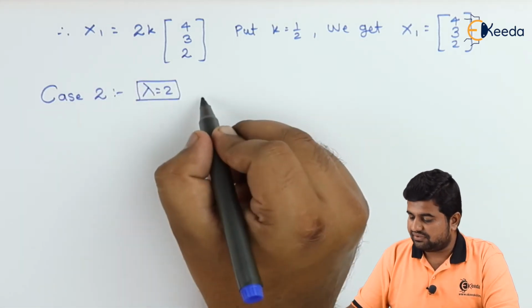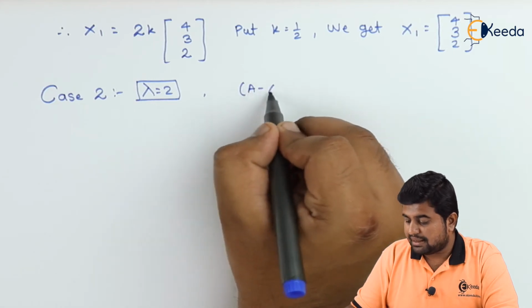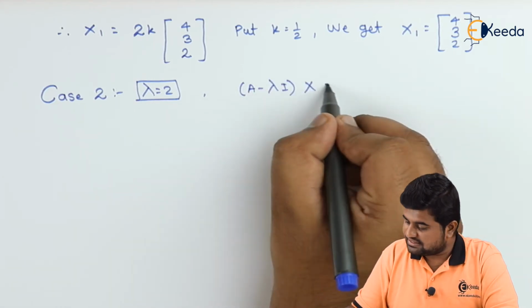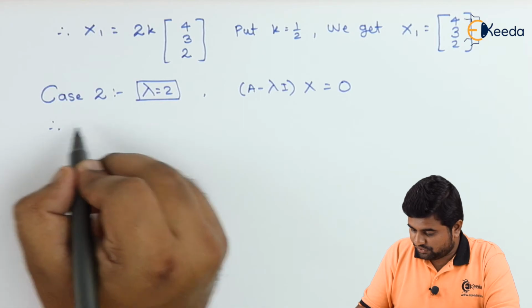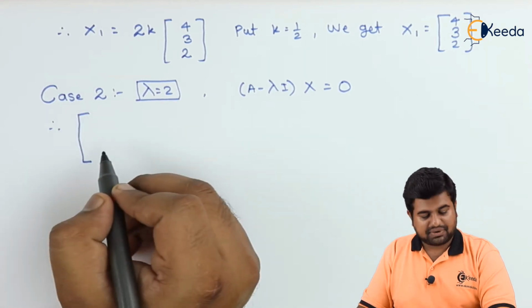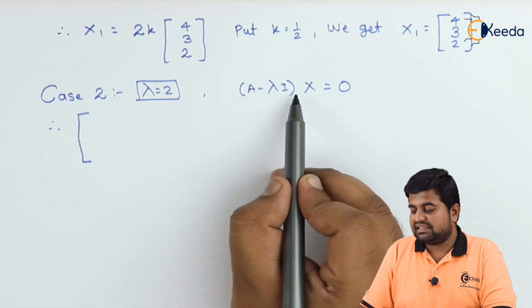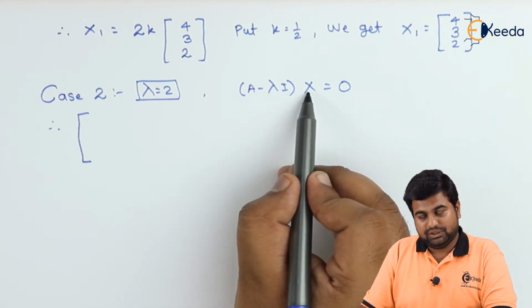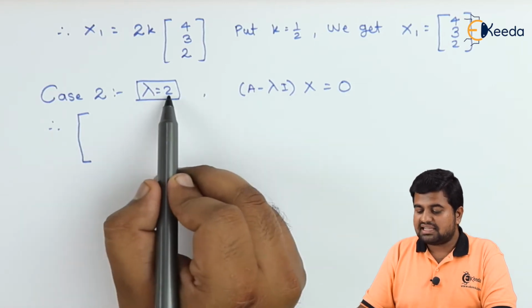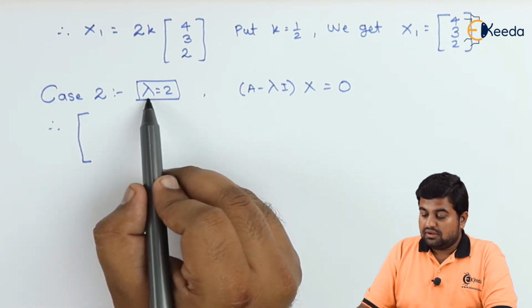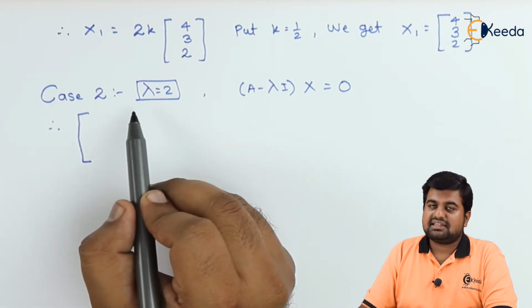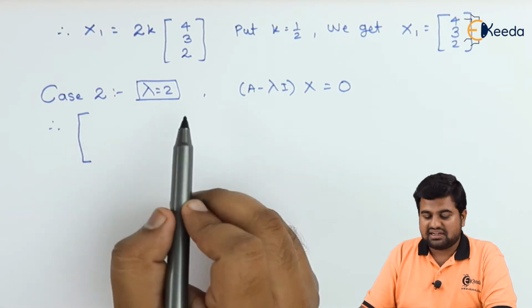Now again we'll start with (A minus lambda I) into x is equal to 0. Therefore, for case 2, lambda is equal to 2. We'll consider (A minus lambda I) into x is equal to 0. For lambda is equal to 2, we'll subtract lambda from each and every diagonal element and we'll write the equation.